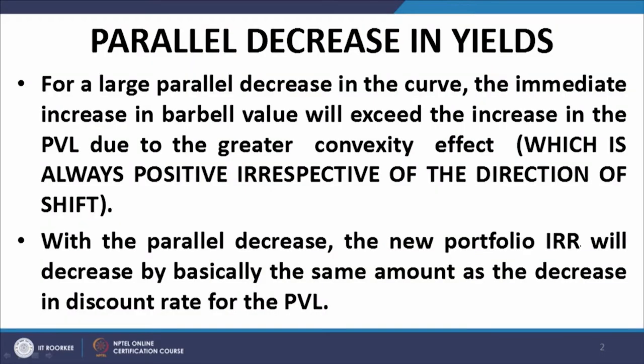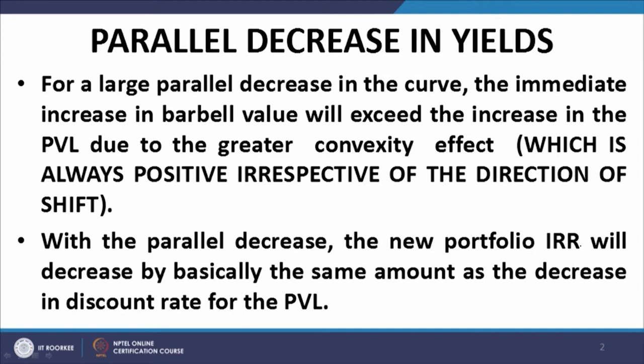Then towards the end of the last lecture, I talked about the impact of a parallel increase in yields in the situation where we are immunizing a bullet liability by use of a barbell strategy. Let us continue from there. Let us now look at how a parallel decrease in the yield curve impacts this particular combination. So, we now talk about parallel decrease in yields.